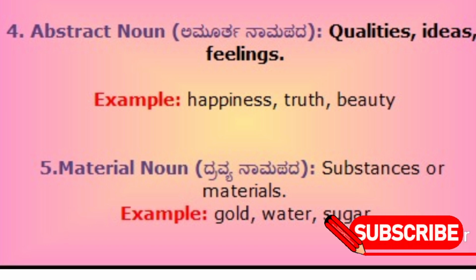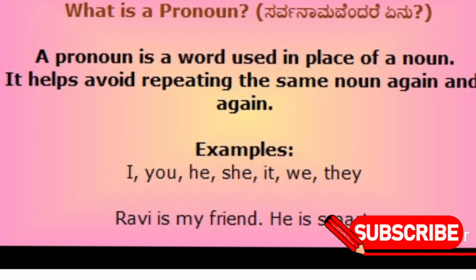4. Abstract noun, qualities, ideas, feelings. Example, happiness, truth, beauty. 5. Material noun, substances or materials. Example, gold, water, sugar. What is a pronoun?